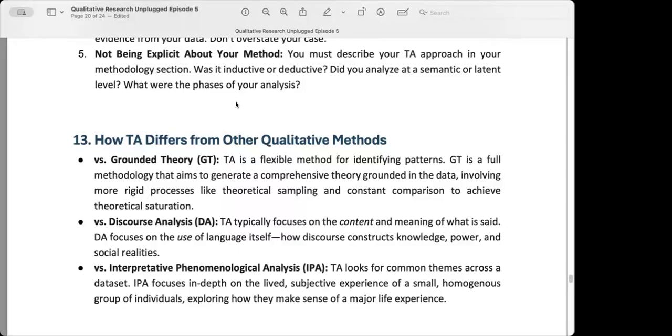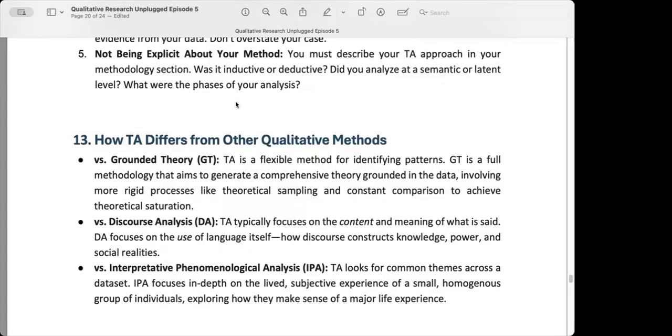IPA is deeply ideographic, focused on the particular and psychological, seeking profound insights into the unique sense-making processes of just a few individuals, aiming for depth over breadth. While TA can be applied to larger data sets to find more general patterns of meaning across a group, IPA deliberately uses small samples to achieve very rich, detailed accounts of individual lived experience.